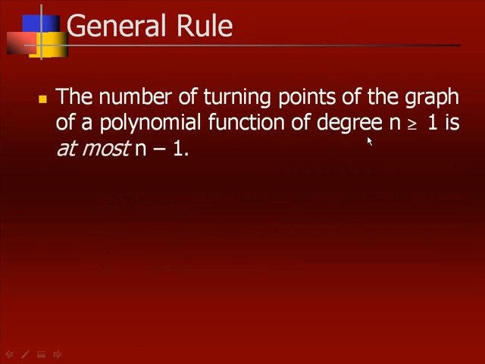The number of turning points of the graph of a polynomial function of degree n, greater than or equal to 1, is at most n minus 1.